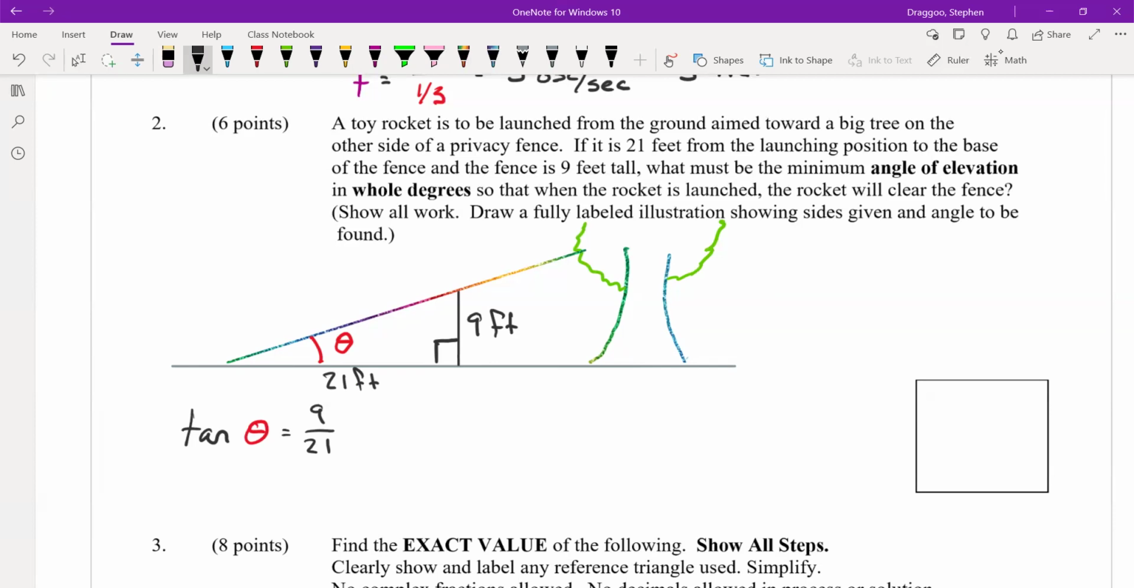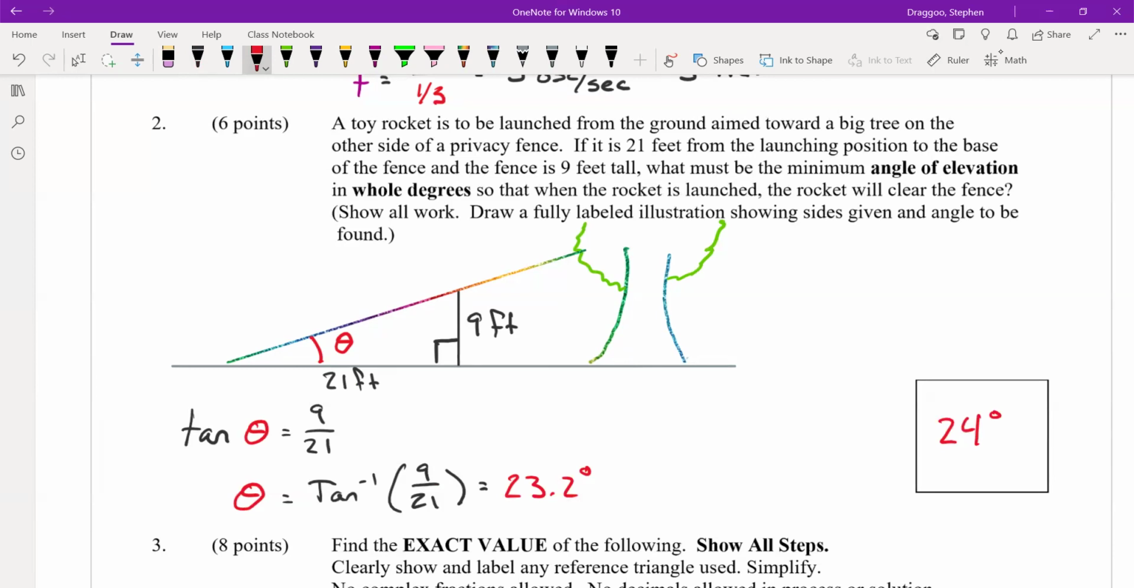Then to get theta by itself, take the inverse tangent of both sides. So theta is the inverse tangent, or the arctangent, of 9 over 21. And if you put that into a calculator while you are in degree mode, it should give you 23.2. So 23.2 degrees. And then we want the minimum whole number angle of elevation that clears that fence. So 24 degrees should be our answer.